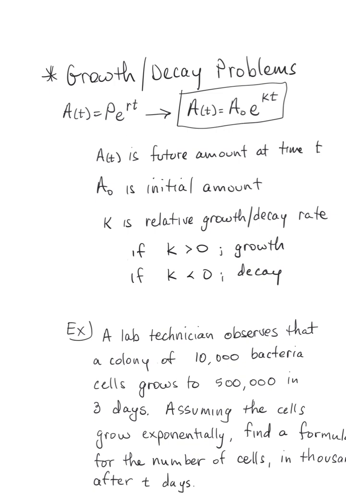So instead of a principal investment for a financial situation, A sub 0, or A naught, is the initial amount. A of t is still the future amount at some time t, but this subscript of 0, A sub 0 or A naught, is just the initial amount present. e is the base e, the natural number, approximately 2.71. Instead of an interest rate for a financial situation, we have k, which is called a relative growth or decay rate. So if the value of k is bigger than 0, it represents a growth problem. If the value of k is less than 0, it represents a substance that's decaying exponentially, like radioactive isotopes, things like that. And again, t is time.